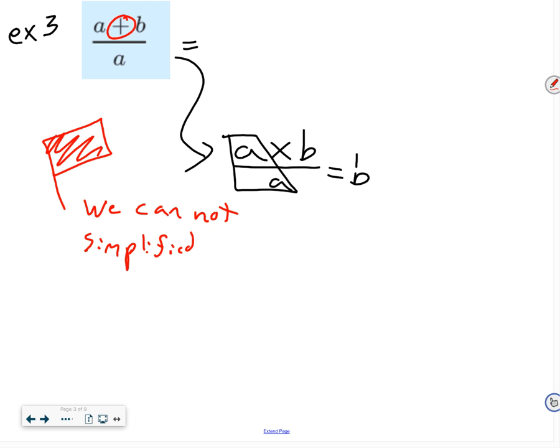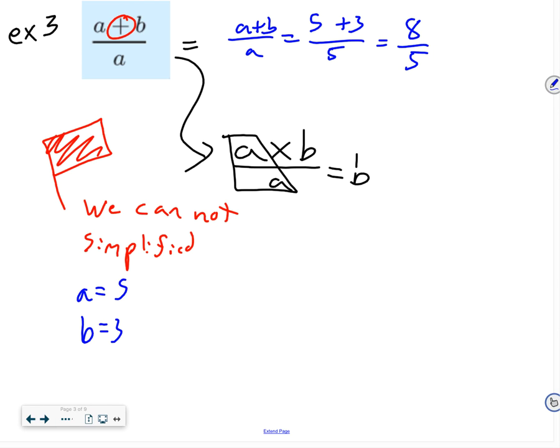An example of this: let a be equal to 5 and b be equal to 3. If we do a plus b over a, by substitution we would get 5 plus 3 over 5, and we get 8 over 5. Notice, if you try and cancel the 5s here, you would be trying to make a statement that 8 over 5 would be equal to 3. But that's not the case. We cannot make that mistake.